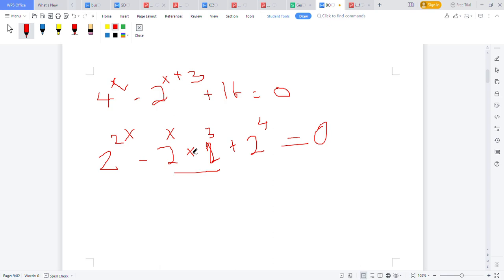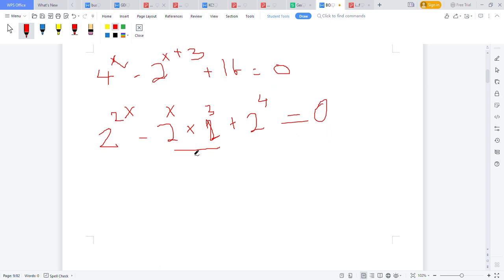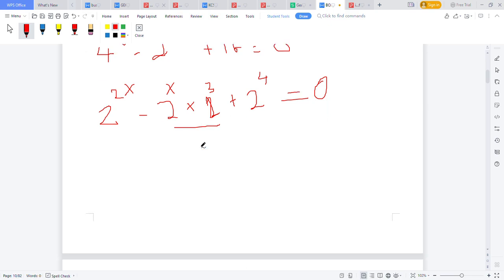So the next thing, we said any number raised to power 0 is 1. The next thing we are going to do is split this or group it. So here we are going to have 2 raised to power x into 2 raised to power 2.